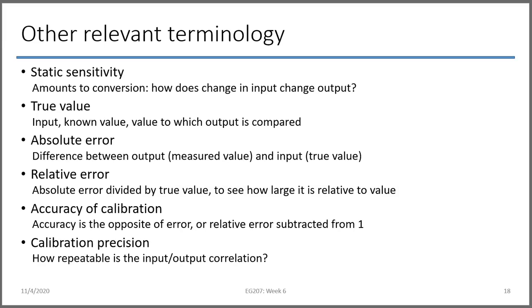Then we have our absolute error. Our absolute error is the difference between the output that we measured and the input that we knew, our true value. Our relative error is that absolute error value divided by the true value. And then the accuracy of our calibration is the opposite of our error, or our relative error subtracted from 1. And then our calibration precision tells us how repeatable is this input-output correlation. So if I take a data set and then I fit a line to it, do I get the same line equation every time?